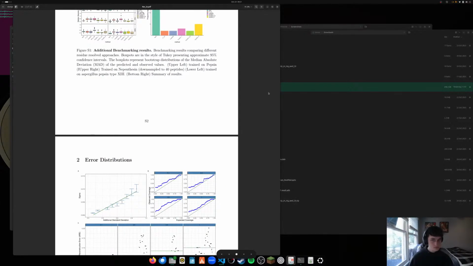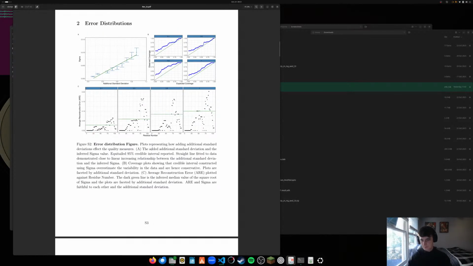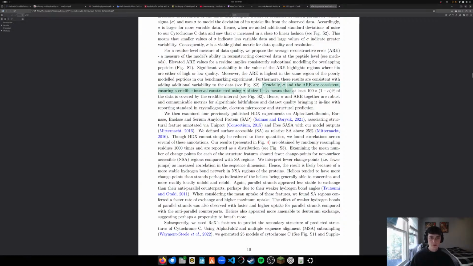Figure S2. So maybe I can see what, okay. Plots representing how adding additional standard deviations affect the quality measures. A. The added additional standard deviation in the inferred sigma value. Okay. B. Coverage plots showing the credible interval construction using average reconstruction area plotted. All right.